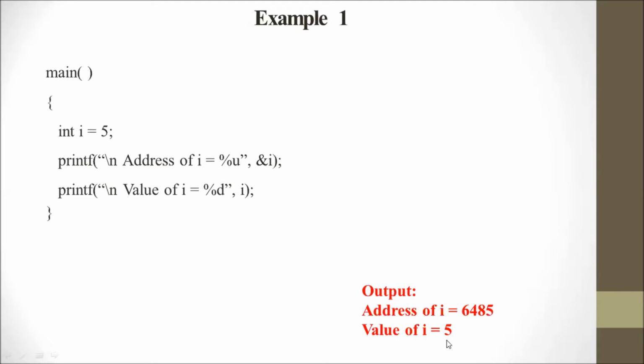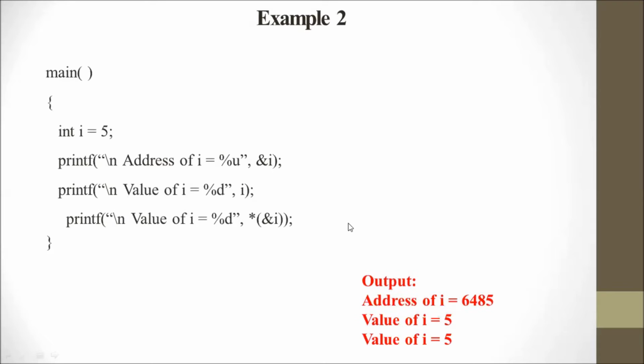You can see in the output, the first printf will print the address of i, so this is the address of i, and the second printf will print the actual value of i, which contains 5. So the value of i equals 5. I think you understand the output of this program easily. So there is no doubt.